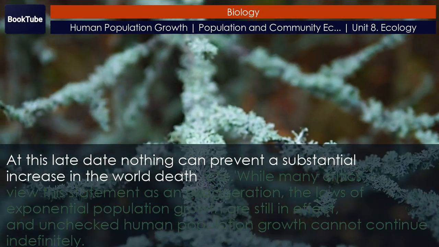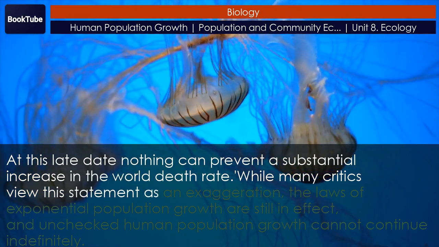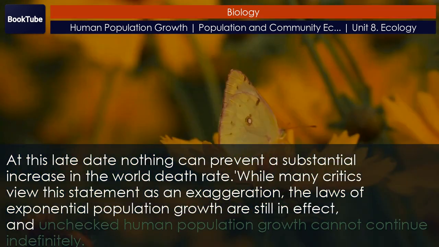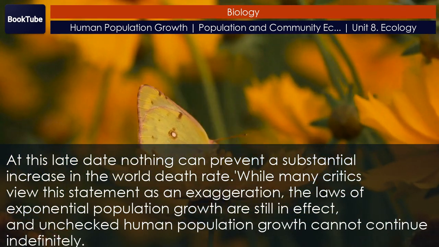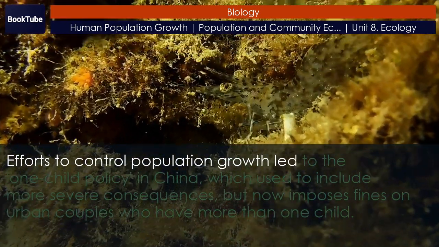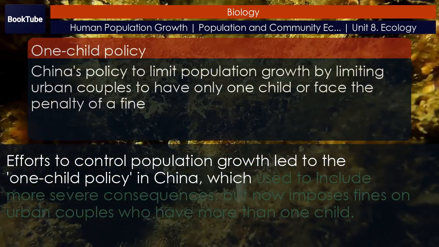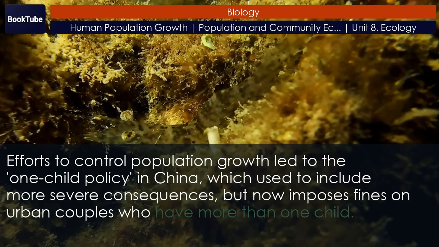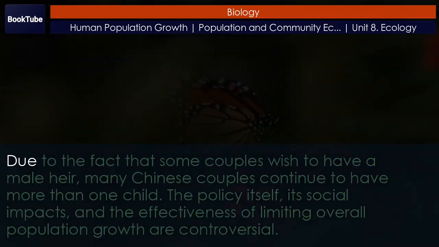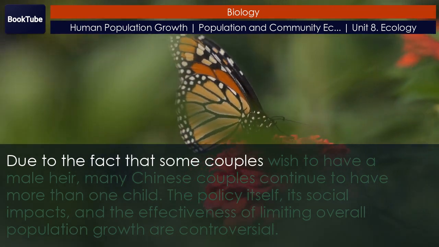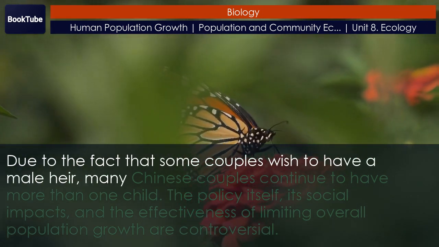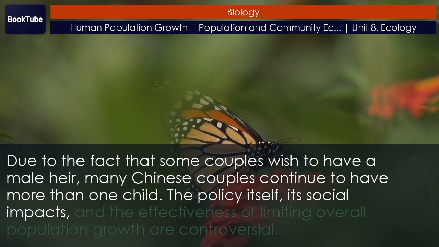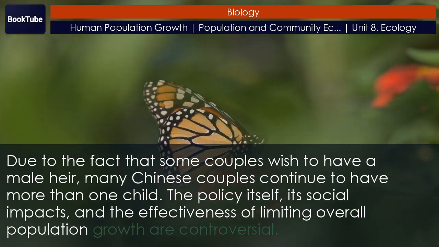While many critics view this statement as an exaggeration, the laws of exponential population growth are still in effect, and unchecked human population growth cannot continue indefinitely. Efforts to control population growth led to the one-child policy in China, which used to include more severe consequences, but now imposes fines on urban couples who have more than one child, due to the fact that some couples wish to have a male heir. Many Chinese couples continue to have more than one child. The policy itself, its social impacts, and the effectiveness of limiting overall population growth are controversial.